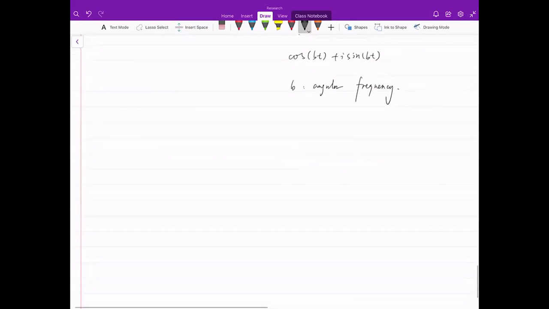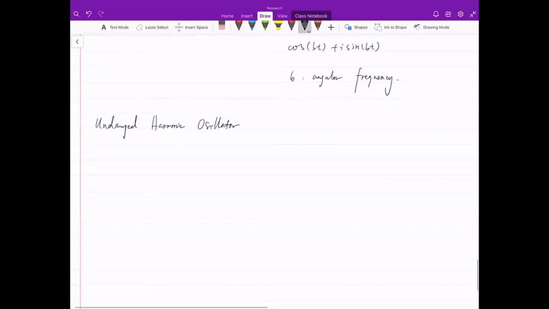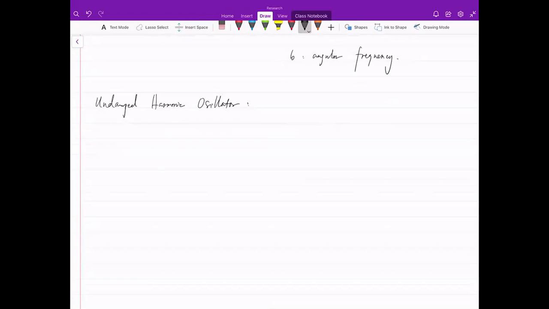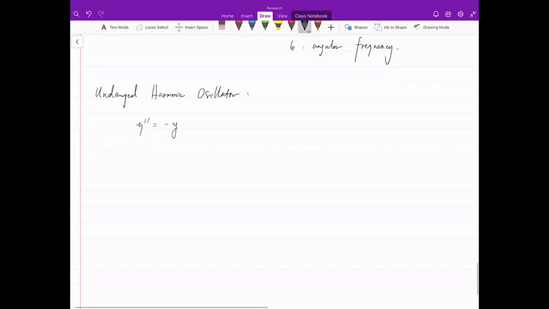That's what we have. Some quick example: the undamped harmonic oscillator. Okay, what's there? Well, y'' equals negative y. Let y' equals v.